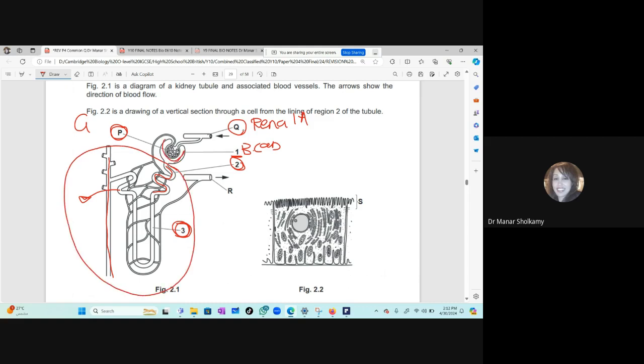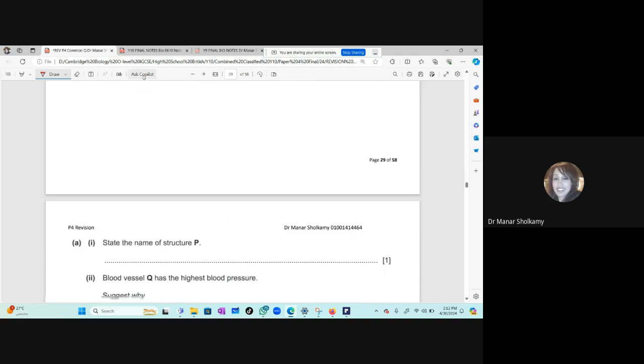So this is the Bowman's capsule, and this is the glomerulus, okay? Together, you don't have to know the name, but all this is the tubules. Fine. Now, what is R? That is taking the reabsorbed material. Renal vein. Excellent, lovely. Renal vein, perfect. These are, of course, microvilli, and they will definitely ask you about them.